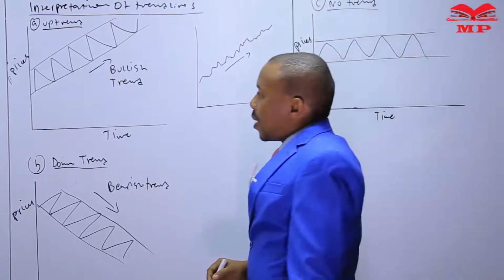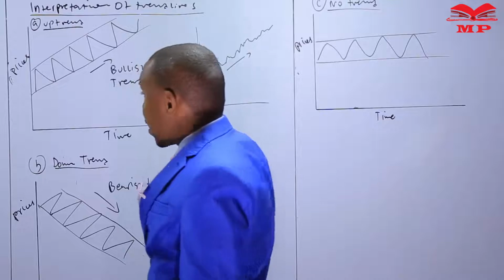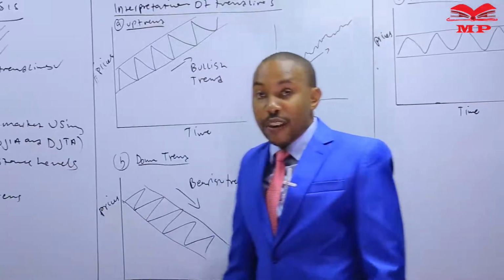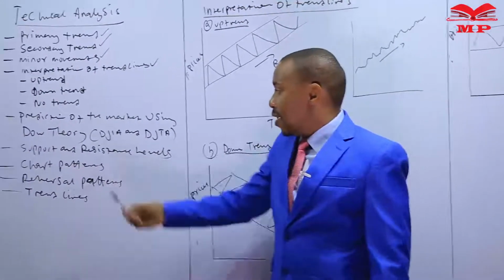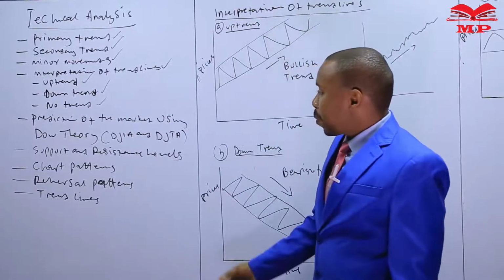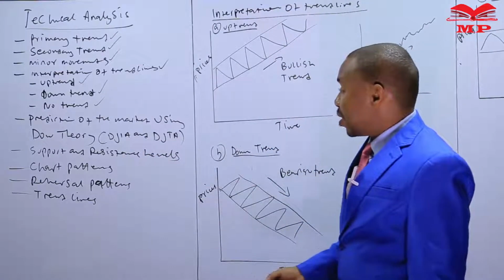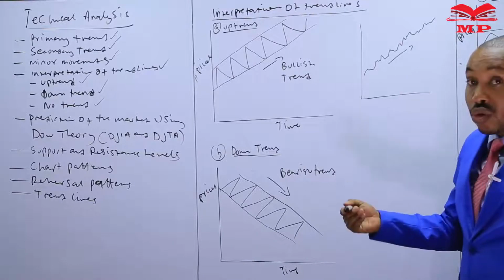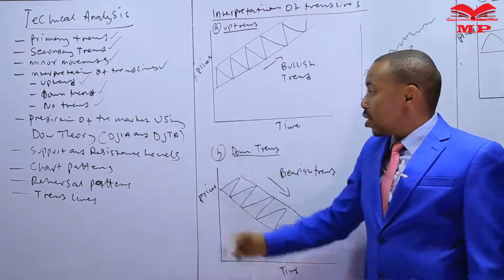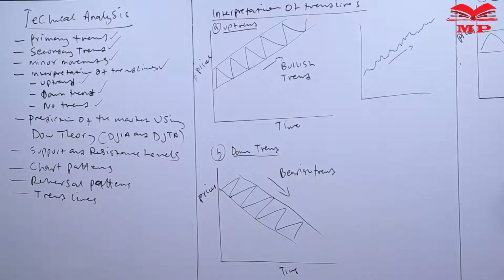Now, having looked at the interpretation of trend lines, we move on and look at the prediction of the market using the Dow theory. We can look at the Dow Jones Industrial Average and the Dow Jones Transportation Average right here. We've actually done the uptrend, downtrend, and no trend. So moving on, the Dow Jones Industrial Average and Dow Jones Transportation Average provide an indication of when to buy a security and when to sell a security. The best way to demonstrate this prediction of the market is to use a graph. So I can use this part right here.